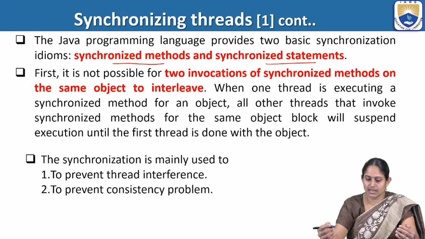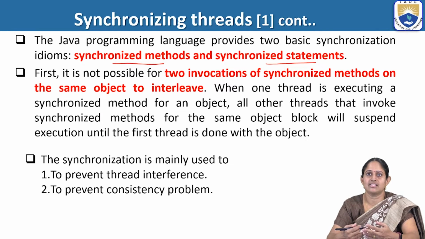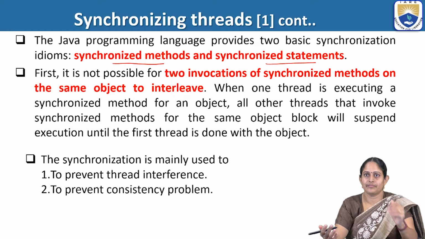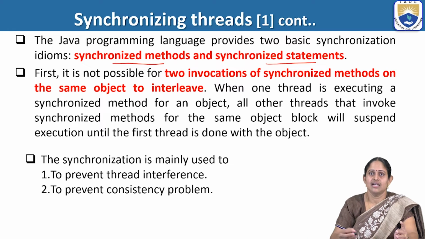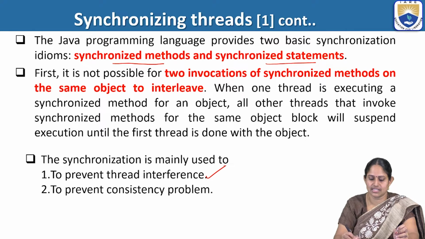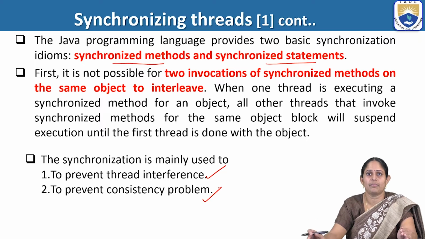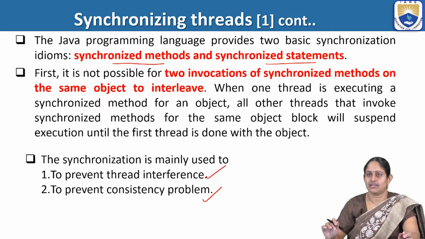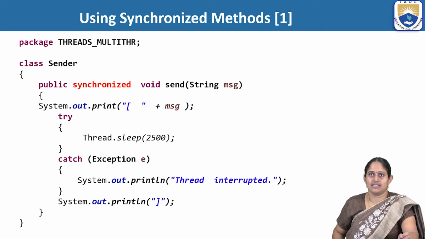When we apply synchronized methods, or when we make use of synchronized statements, it will prevent the interleaving of objects and producing an inconsistent state. So we make use of synchronization to prevent thread interference and consistency problems, to stop creating inconsistent states of the system. For those reasons, we make use of synchronization.